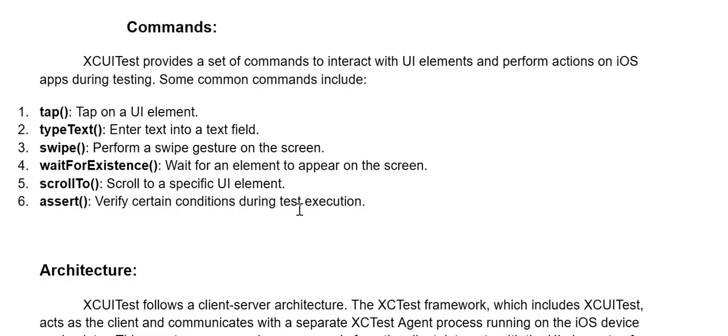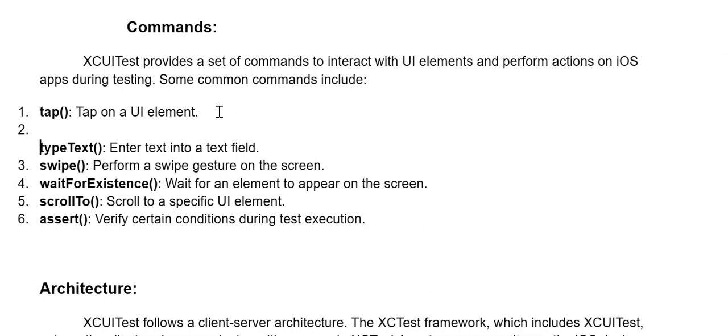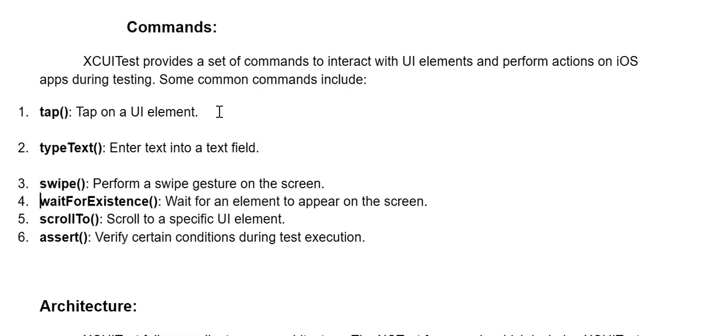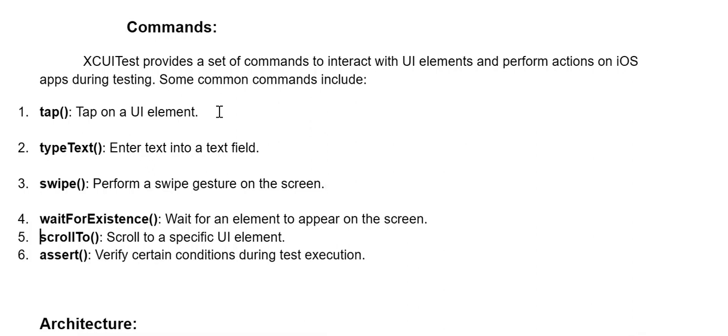So we'll see the remaining XCUITest commands. Basically, XCUITest provides a set of commands. Tap on a UI element. Type text, which is used if you want to type into a text field. And then swipe, which performs swipe gestures, how we swipe and everything.